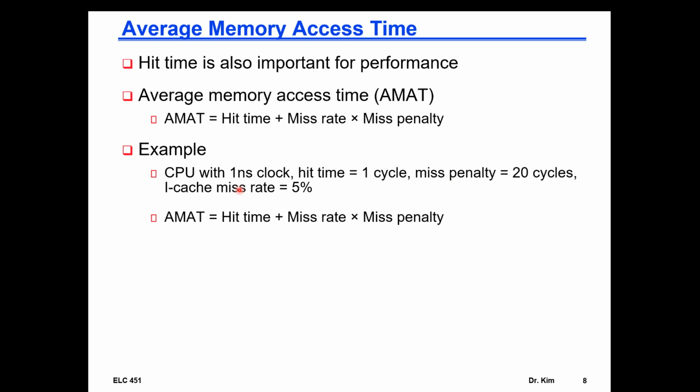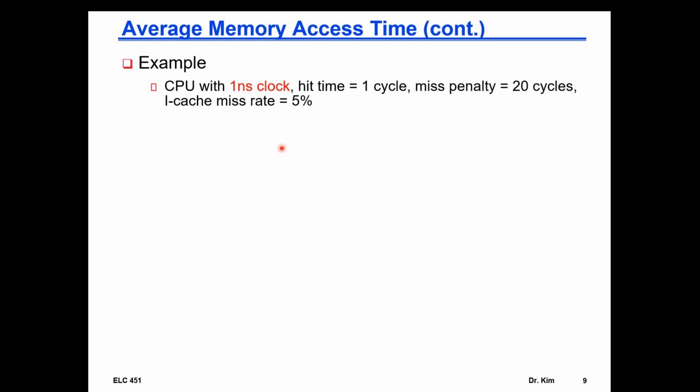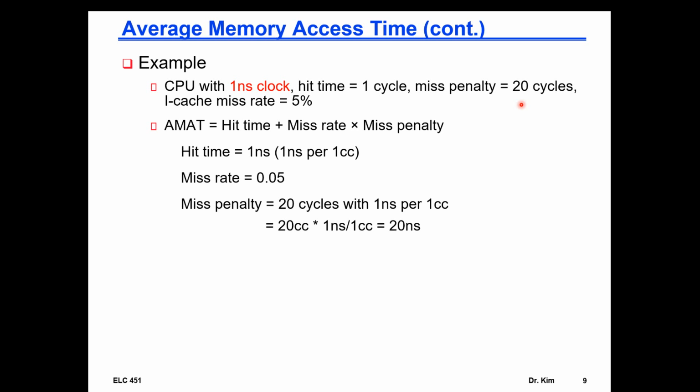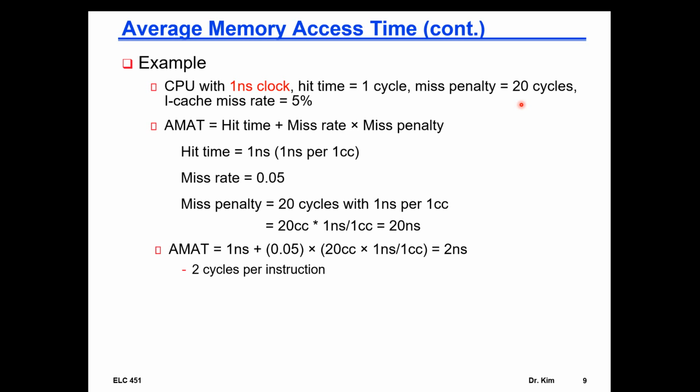So in that case, the average memory access time would be the hit time plus the miss rate times the miss penalty. So that would be 0.05 times 20. And we know that the clock cycle is 1 nanosecond. So you can calculate the average memory access time from there. So here you go. The hit time is 1 nanosecond because it's 1 clock cycle. Miss rate 0.05. Miss penalty 20 cycles, so that's 20 nanoseconds. So the average memory access time becomes 2 nanoseconds.